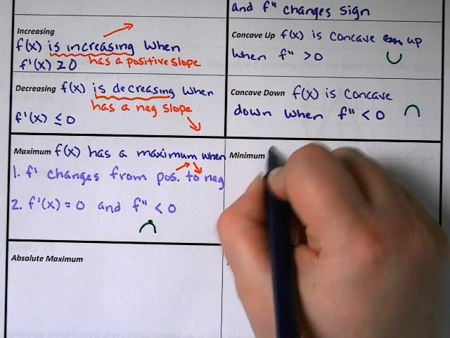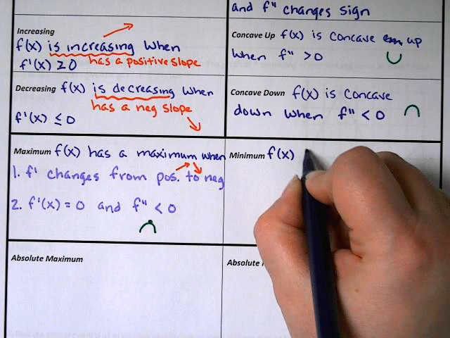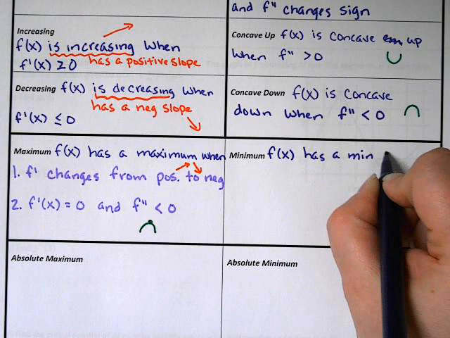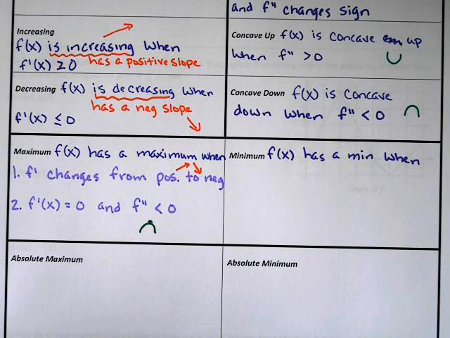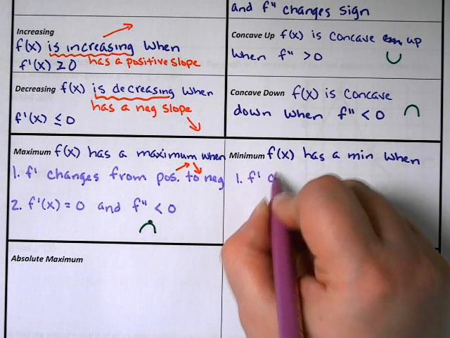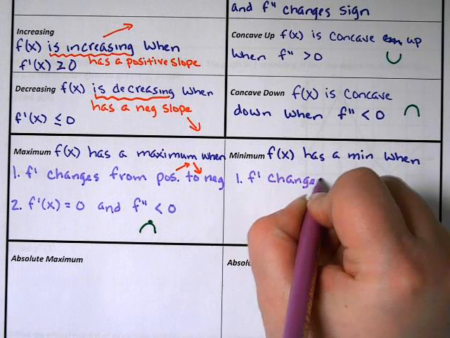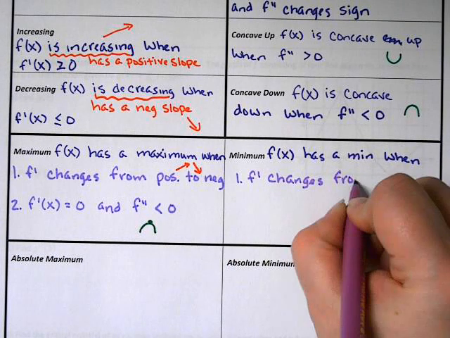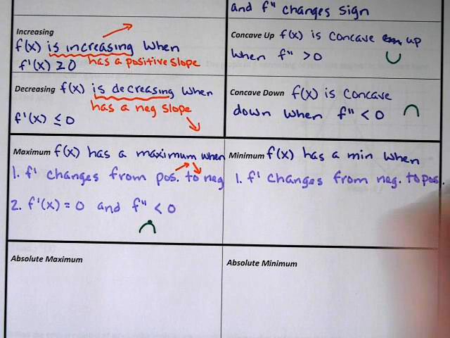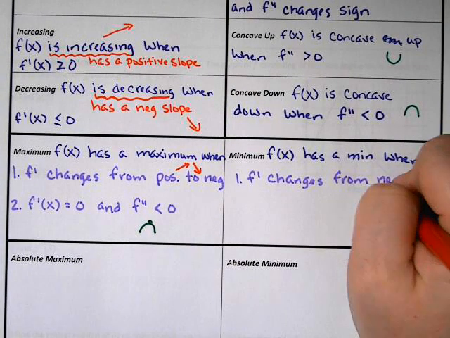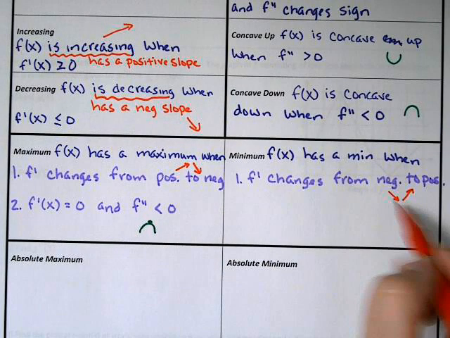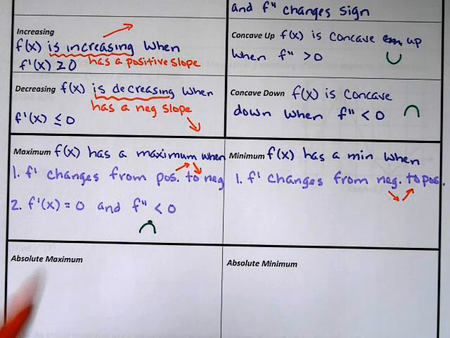We've got similar things for finding a minimum. So f of x has a minimum when the first derivative, f prime, changes from negative to positive. So in other words, our function went from decreasing to increasing. That causes us to have a minimum value.